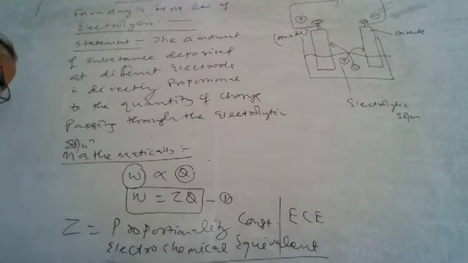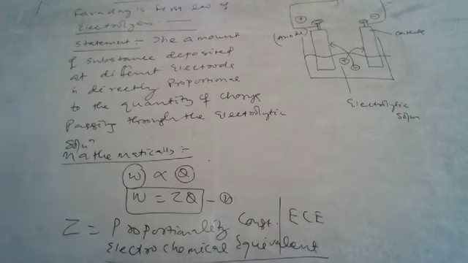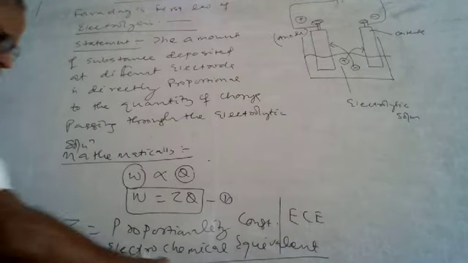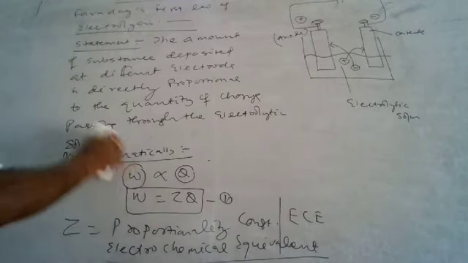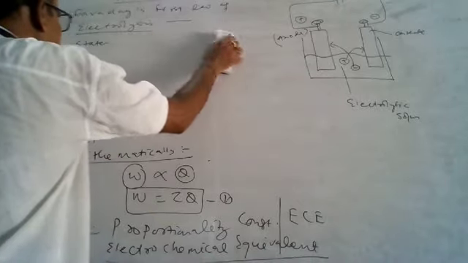So these are the statements of Faraday's law. The amount of substance deposited at a different electrode is directly proportional to the quantity of charge passing through the electrolytic solution. Mathematically, W is directly proportional to Q and W is equal to ZQ, where Z is the proportionality constant called the electrochemical equivalent of the substance.